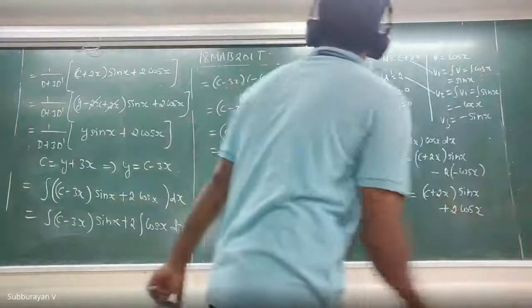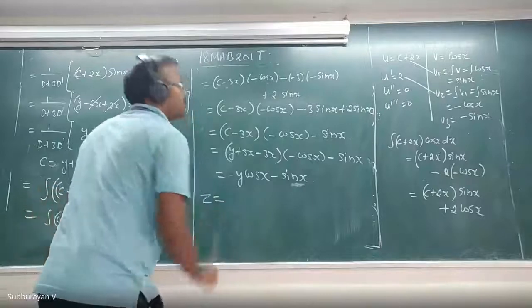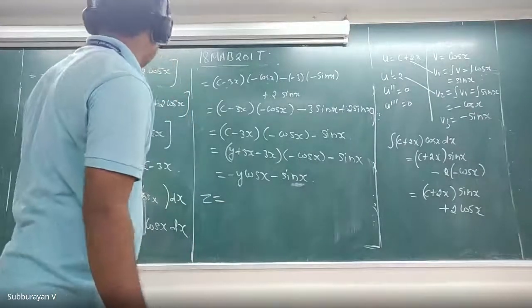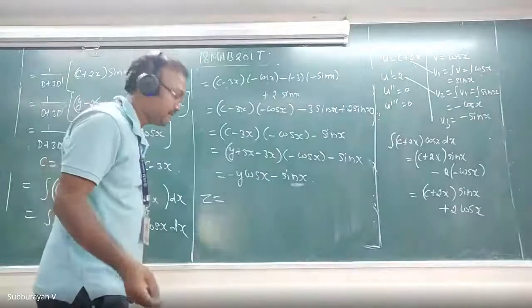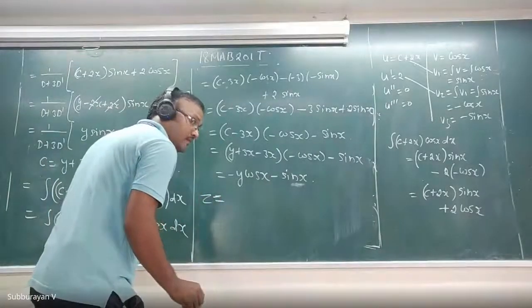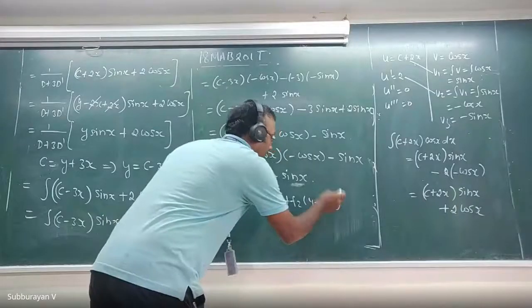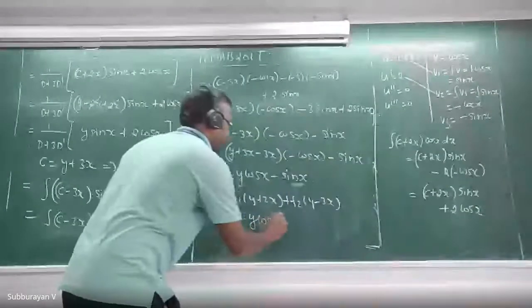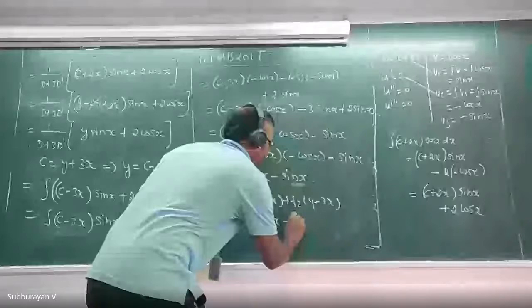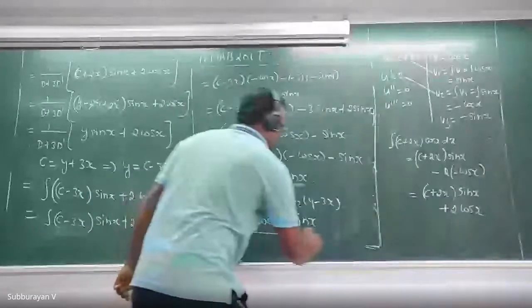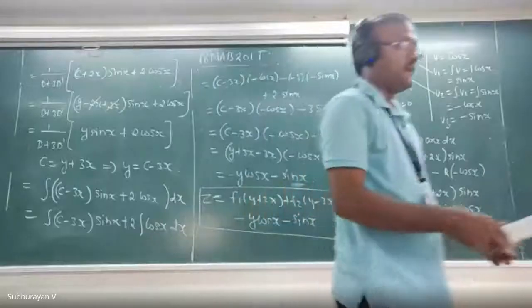Hence, the general solution is y equal to, what is your complementary function? F1 of y plus 2x plus F2 of y minus 3x, minus y cos x minus sin x. This is the required general solution. Okay, thank you.